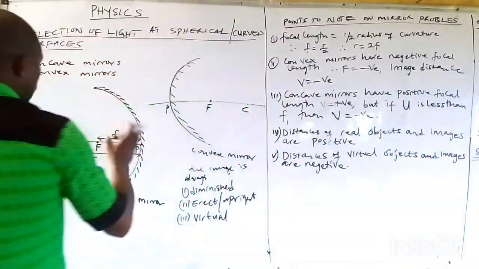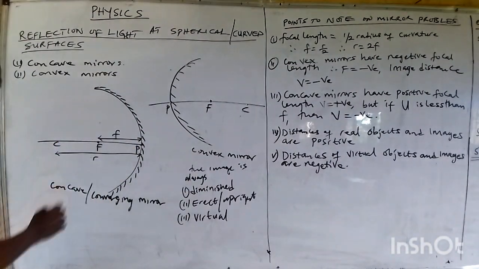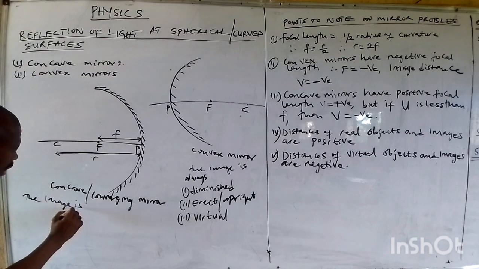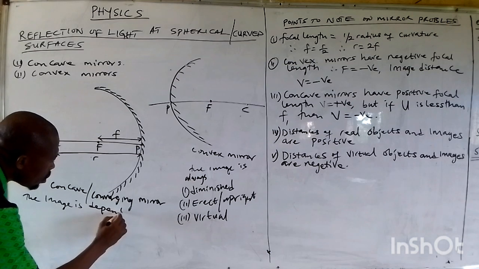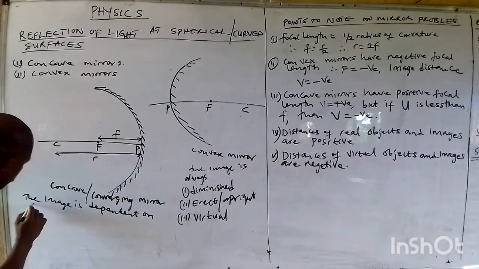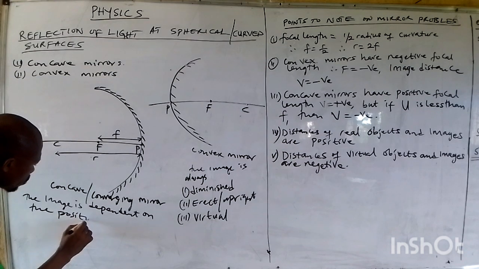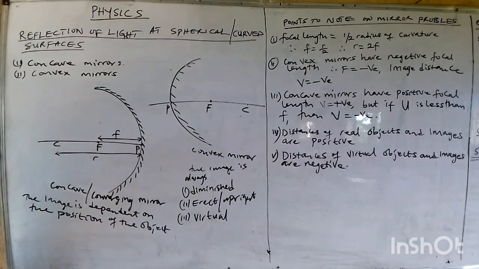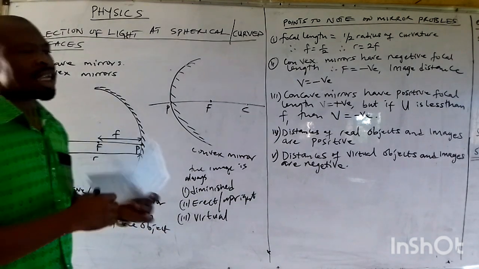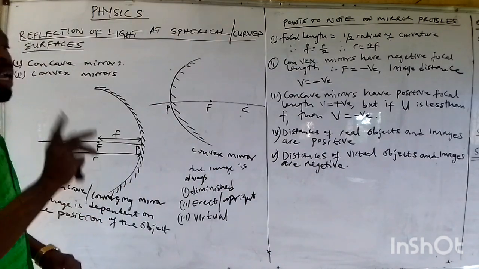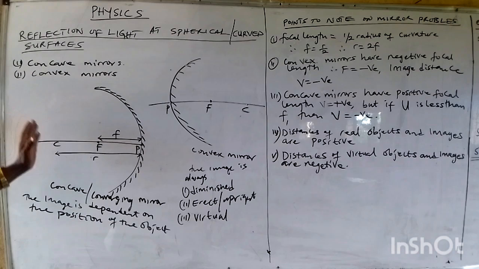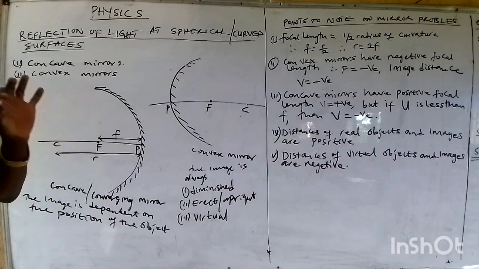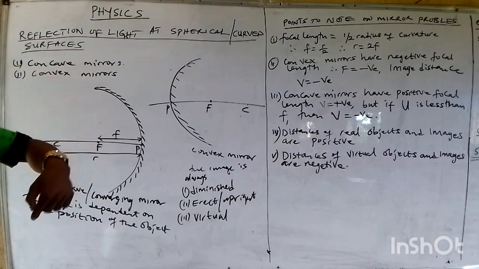But for this one, which is the concave, the image produced is dependent on the position of the object. It is always dependent on the position of the object. Where the object is placed will determine the nature of image you will get. For example, if the object is placed beyond C, the image you will get is a diminished, inverted, and real image.